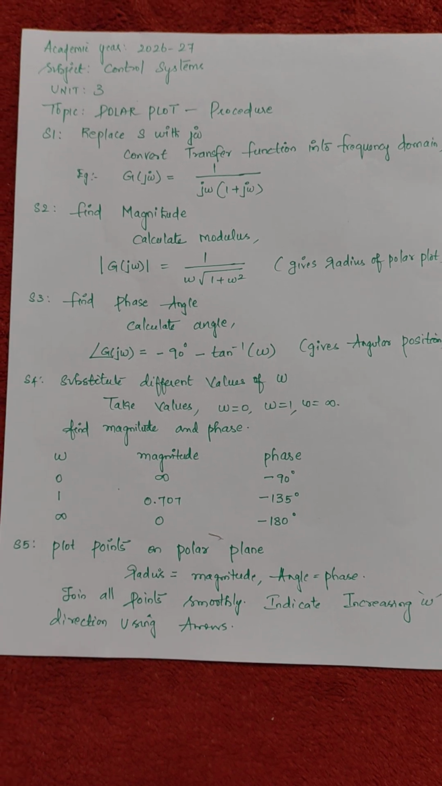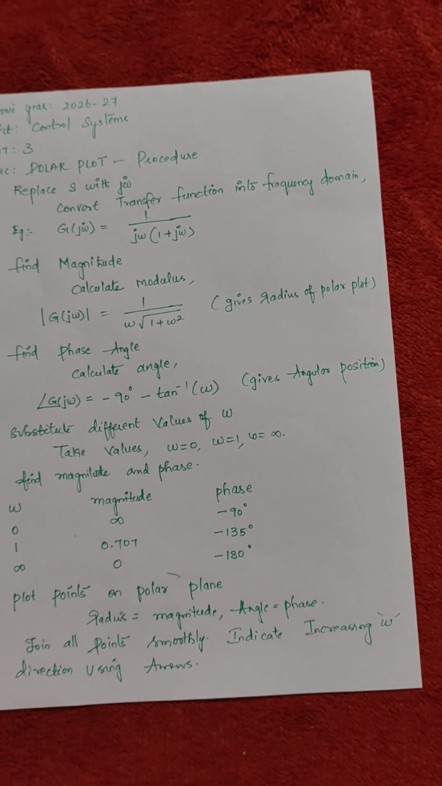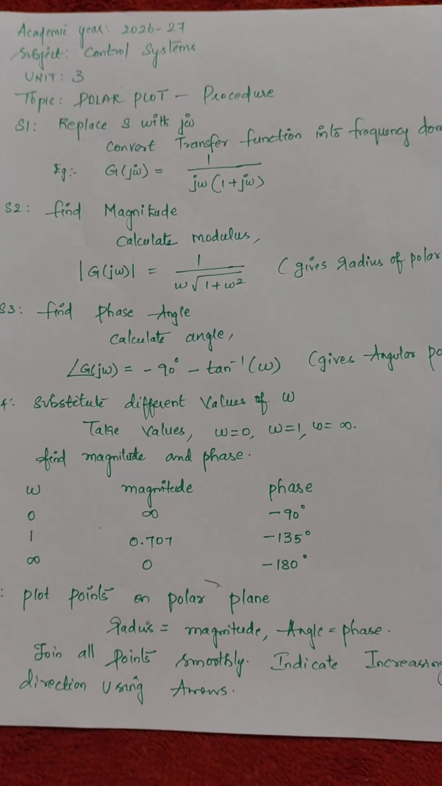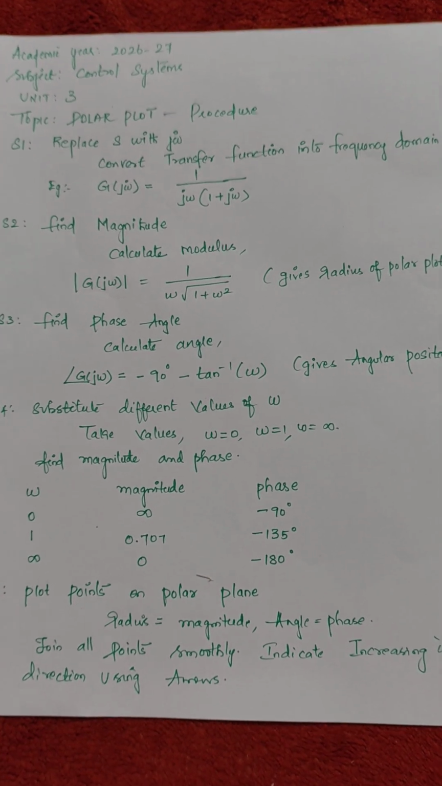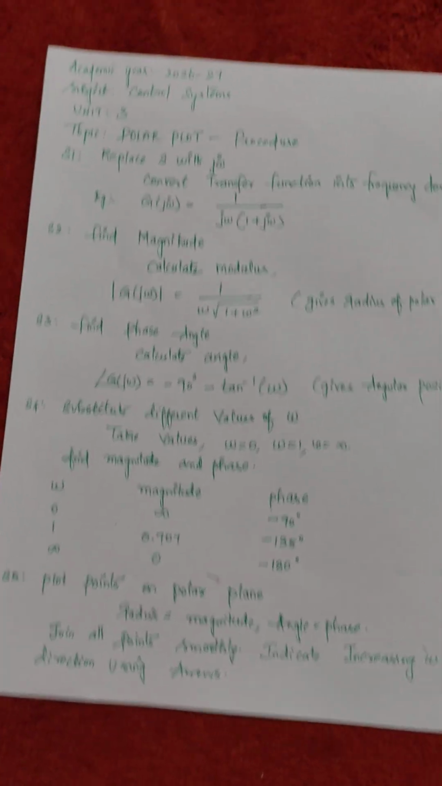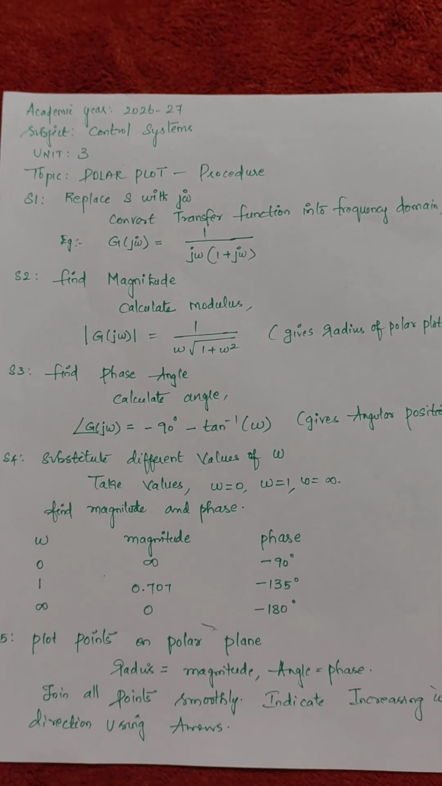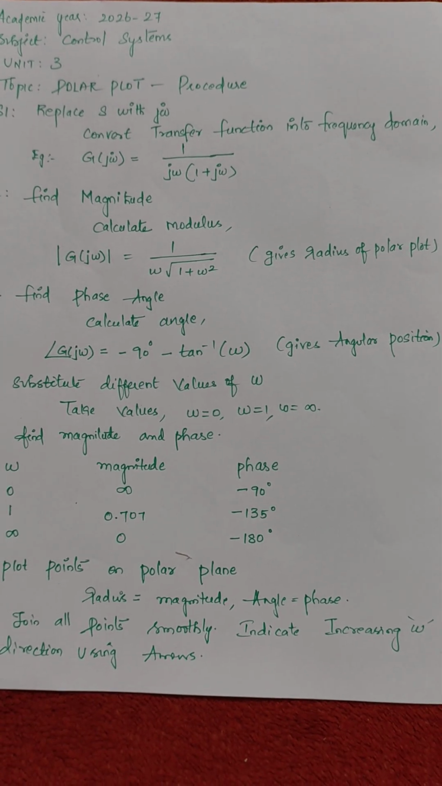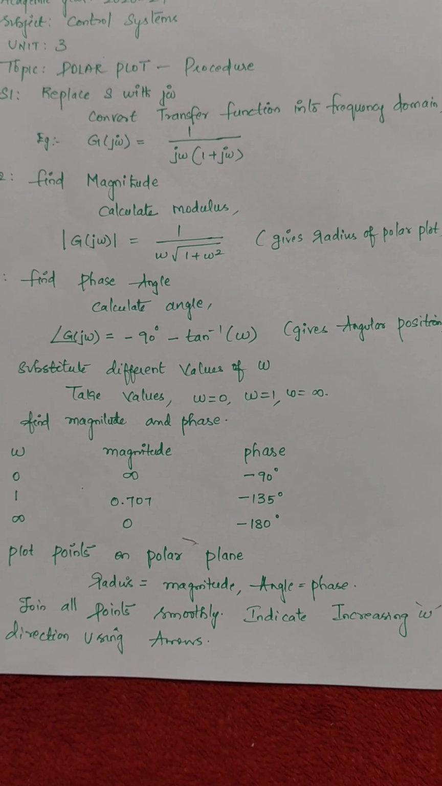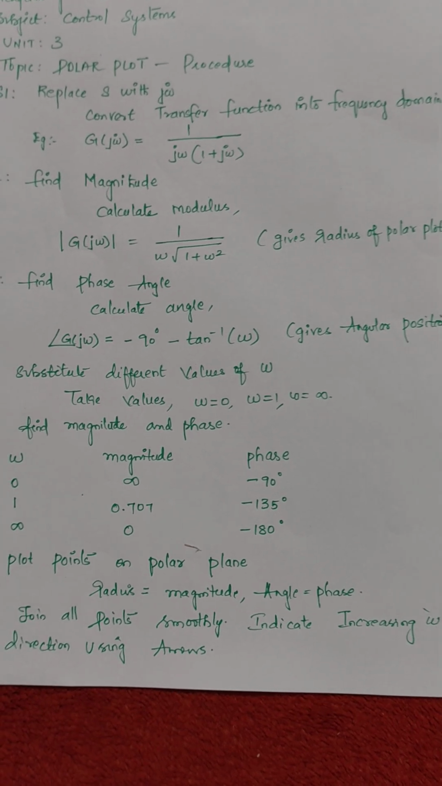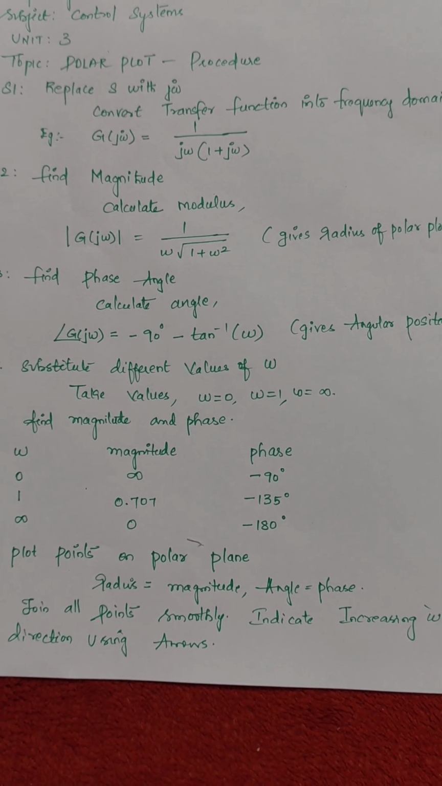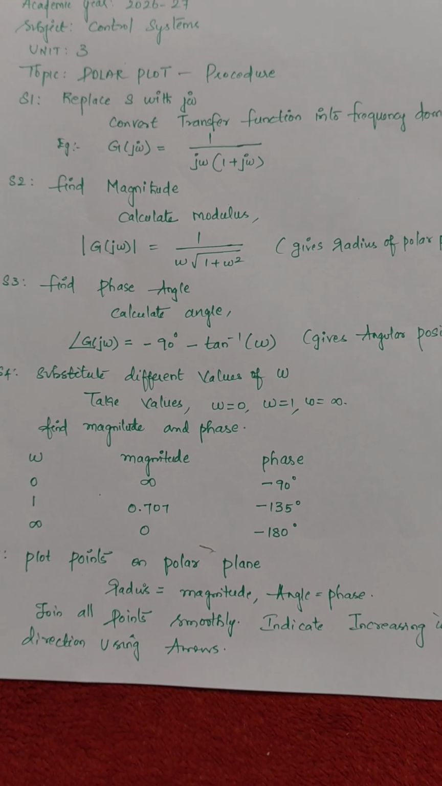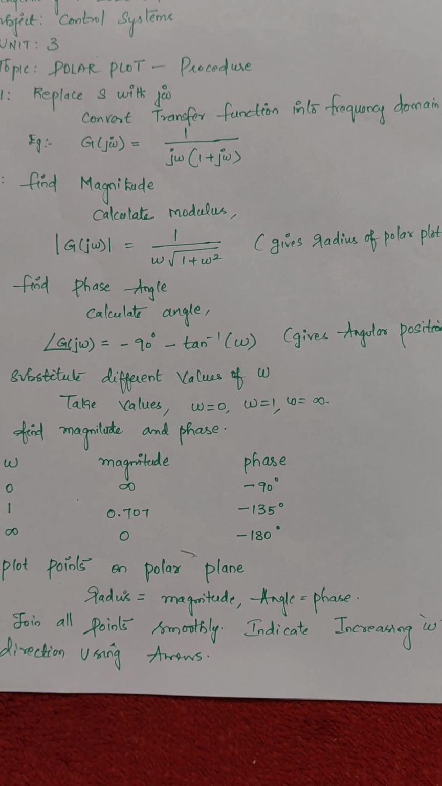The topic you're going to see is the polar plot procedure. In the previous video we discussed only the polar plot concept. Now you see the procedure. Step number 1: replace s with j omega. You have to take any transfer function into the frequency domain. For example, if you take G of s equal to 1 by s into s plus 1, now s should be replaced by j omega. That is, G of j omega is equal to 1 divided by j omega into j omega plus 1.